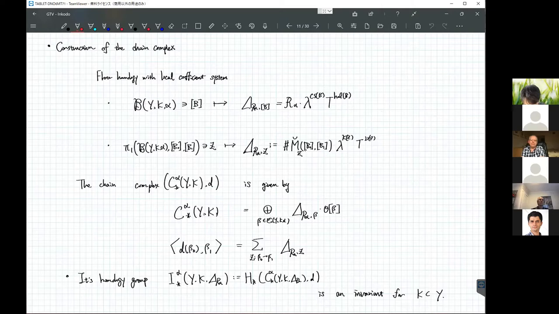Okay, so I describe the construction of the chain complex. The chain complex can be constructed as a Floer homology with a local coefficient system. This local coefficient system is given as this. For each element in B, we associate such a group, and for each relative homotopy class, we associate such a map. Then the Floer chain complex is given by like this.